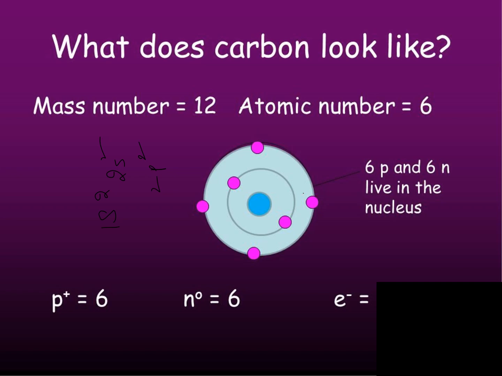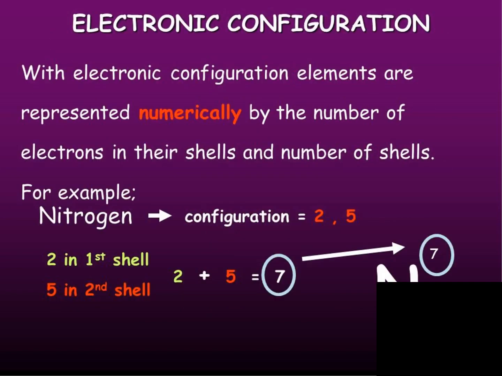Atomic number 6 కాబట్టి protons should be 6, electrons should be 6, neutrons should also be 6. So that is what is given at the bottom. Protons are 6, neutrons are 6, and electrons are 6. Then comes the electronic configuration, which I have discussed now.